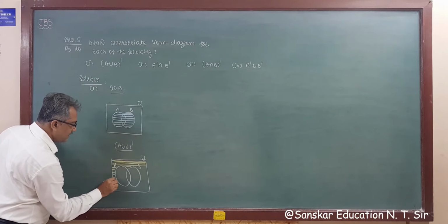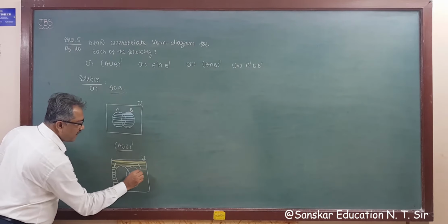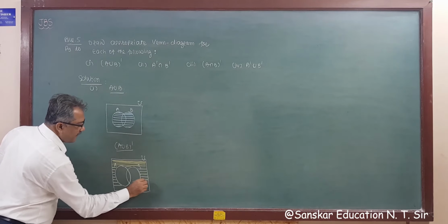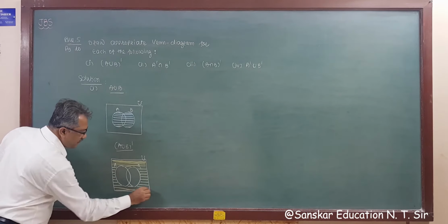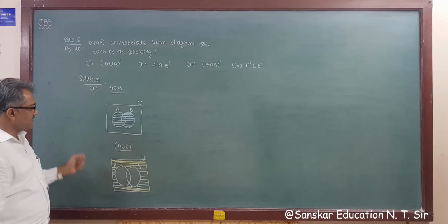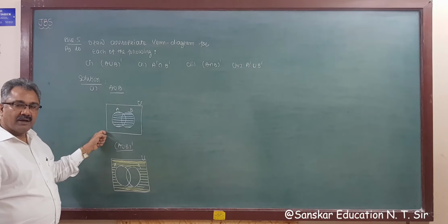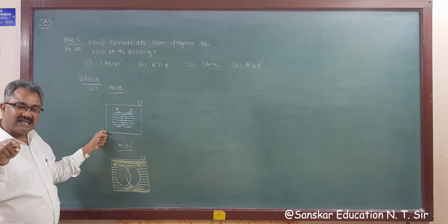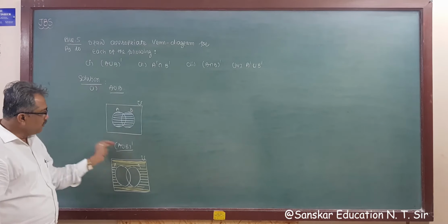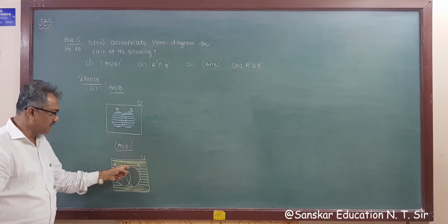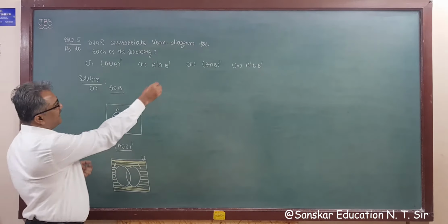So this portion is (A ∪ B)'. This is for A ∪ B, and the complement of A ∪ B means the set of elements which are in U, this box, but not in this. That means this is (A ∪ B)'. Now the second one.